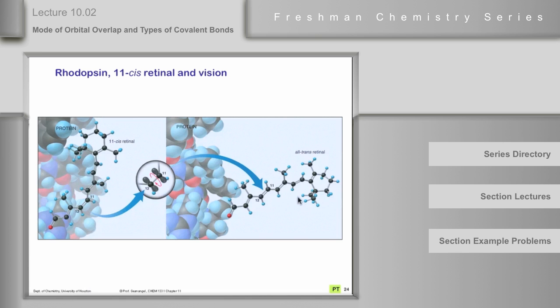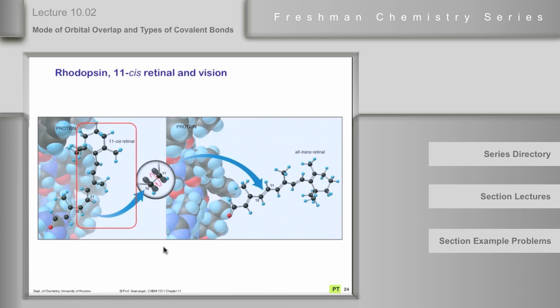This is a fascinating thing. The fellow who was one of the people who was responsible for discovering this used to work here at the University of Houston. And I remember him giving a seminar about this, and I thought, isn't nature amazing? And of course, as soon as this has happened, a process begins in which the 11-cis retinal is formed again, and it goes back to where it was, waiting on the next photon to come.